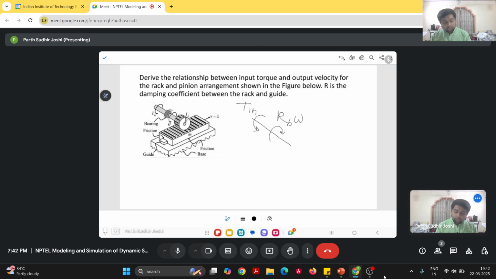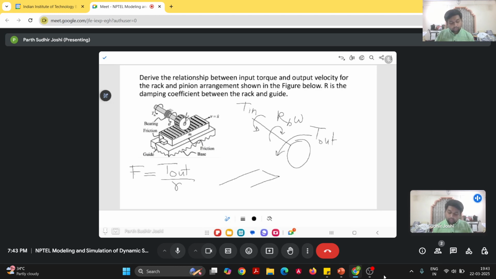And then the pinion is in contact with the rack, so the pinion will basically exert some forces on the rack, and the rack will provide a reaction force, and because of that there is a net output torque T out that will be acting on the pinion. So the force that would be acting on the rack because of this particular pinion, let us say that force F, will be output torque divided by the radius of the pinion.